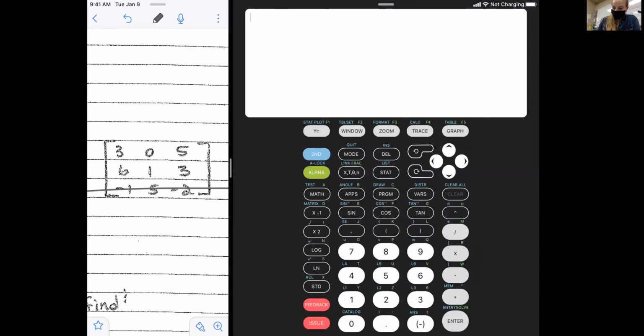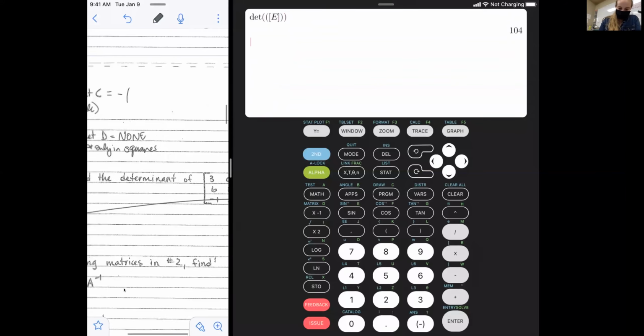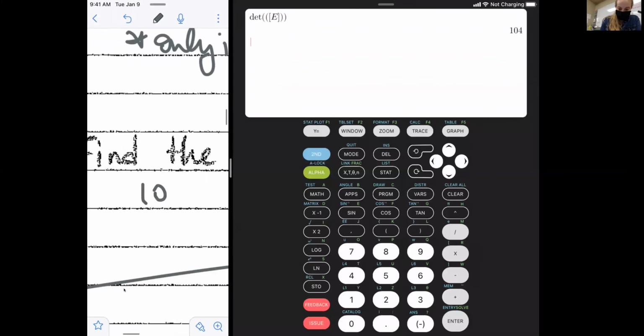Oh shoot, I did something wrong. Try that again. You got 104. Sounds good. I will clarify or confirm in a second. 104. Perfect. Again, if we had more time, I'd make you do it by hand, but why do it if we can do it on the calculator, right?